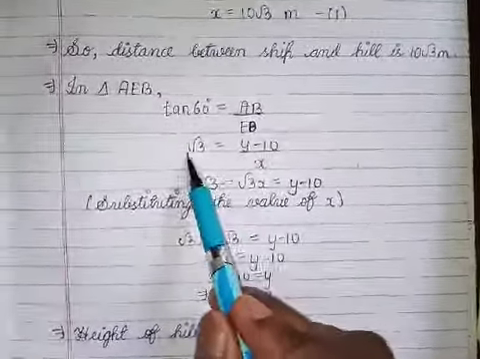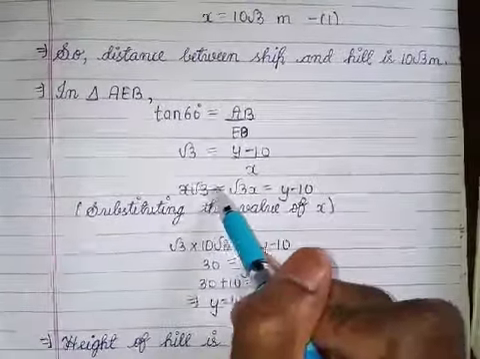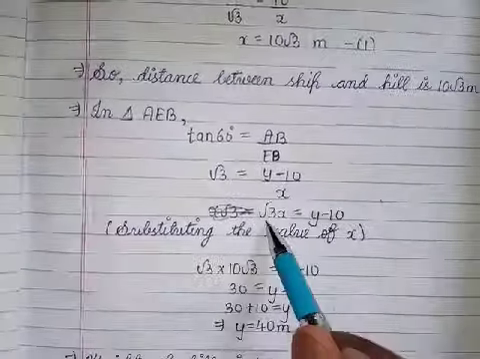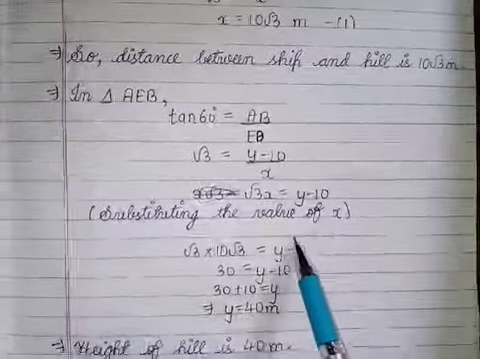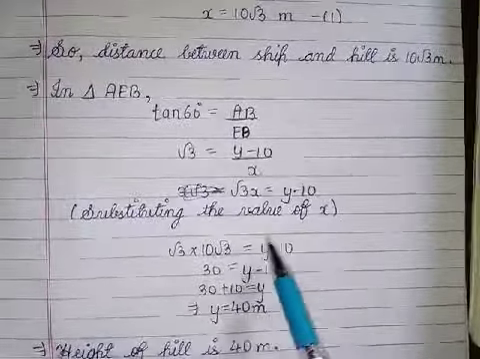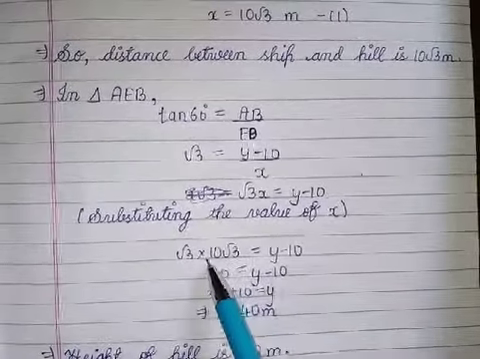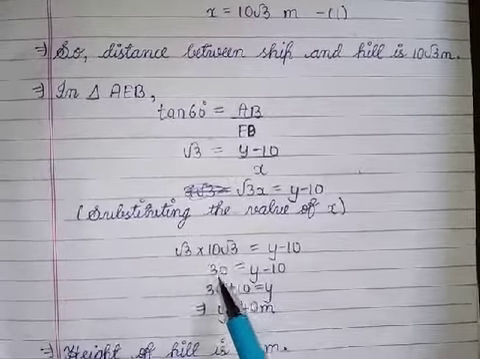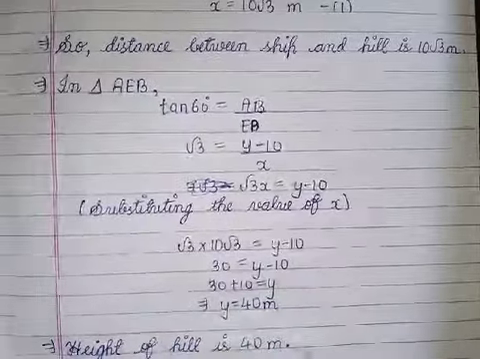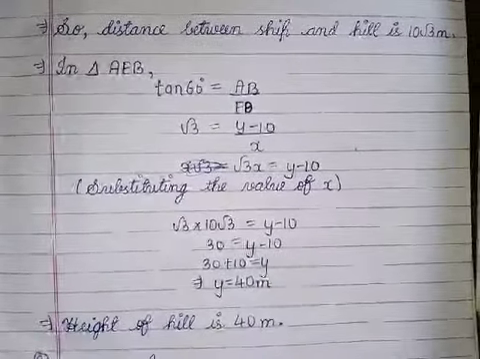So if you multiply here, you will get root 3 x is equal to y minus 10. Substituting the value of x, root 3 into 10 root 3 is equal to y minus 10. So root 3 into root 3 is 3, 30 is y minus 10. So y is equal to 40 meter, and the height of the hill is 40 meter.